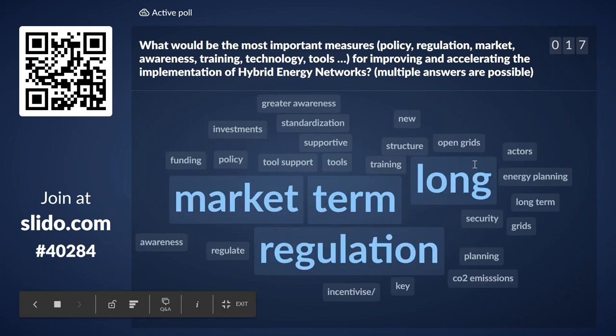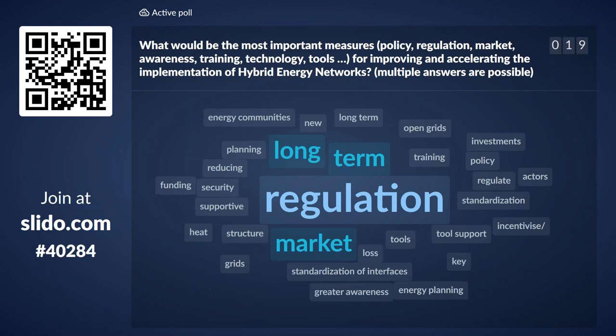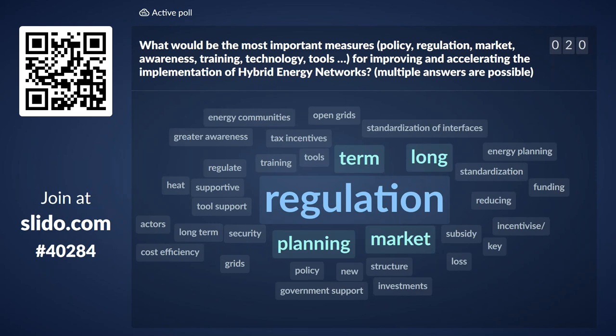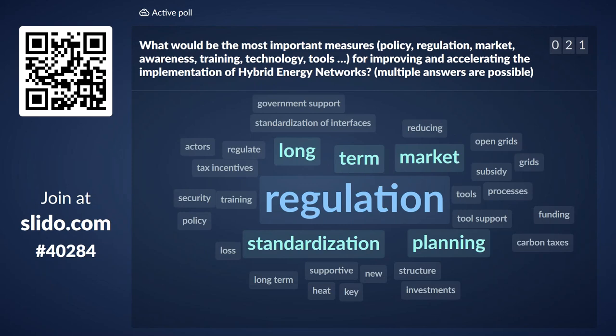Now I'm back. Perfect. We have already 18 answers. Standardization, regulation. But if possible, can you be a bit more specific? What kind of regulation? Tax incentives, we have one. Long-term planning, I guess that's a big point here. Energy planning goes with this one. Subsidies and tax incentives, I would put in the same point here. I see standardization also very much popping up.